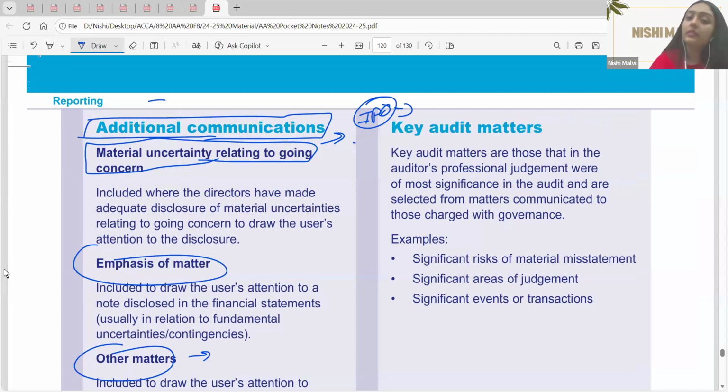And then key audit matter. Key audit matter is where the auditor is exercising judgment. Every company, not all companies, will have the same basis of judgment. For example, do you remember the cheese example? Tom and Jerry will have cheese. Rice example.